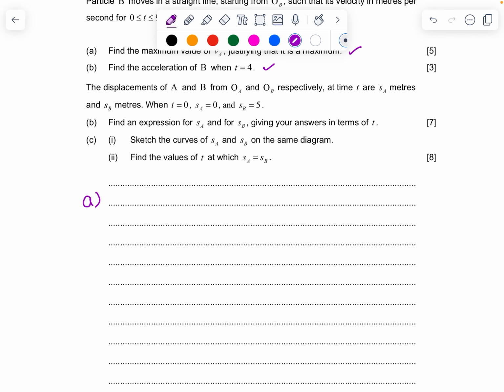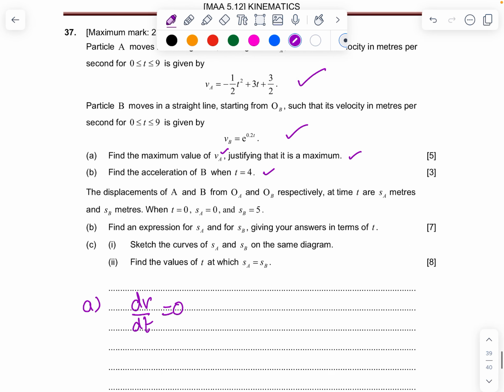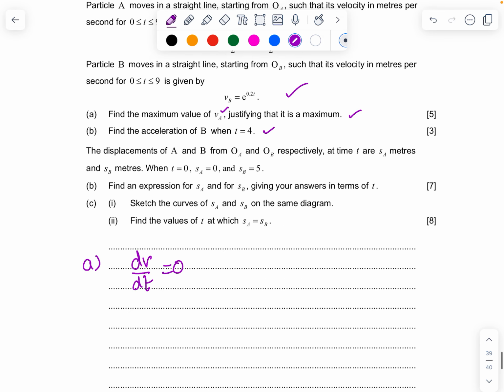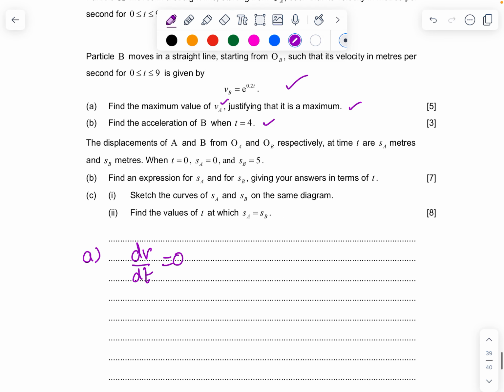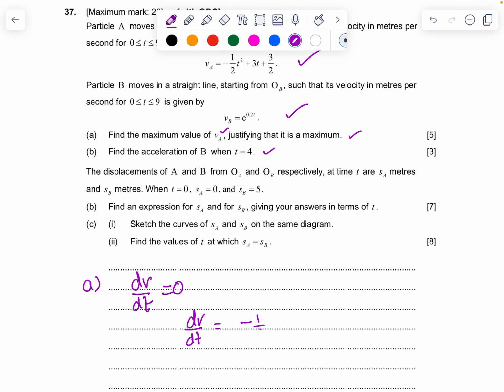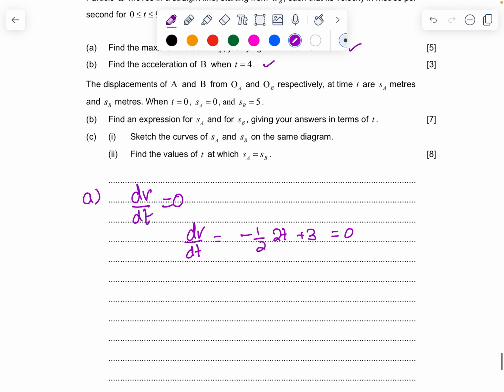So for part A, maximum means dv by dt should be equal to 0. So I am finding dv by dt. So dv by dt becomes minus 1 upon 2 (2t plus 3) should be equal to 0. So t minus 3 equals 0, t equals 3.